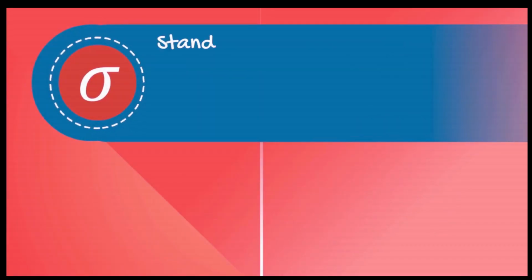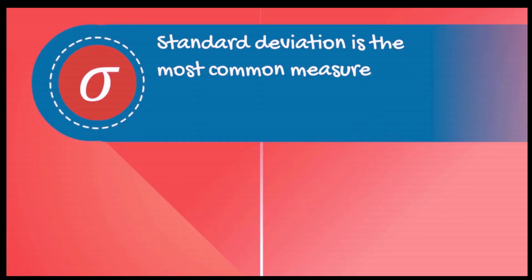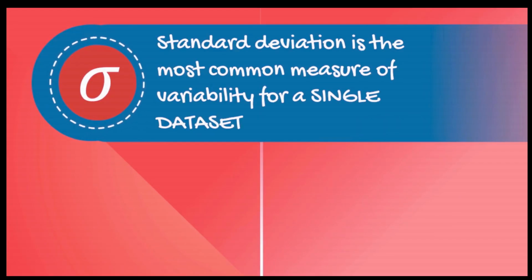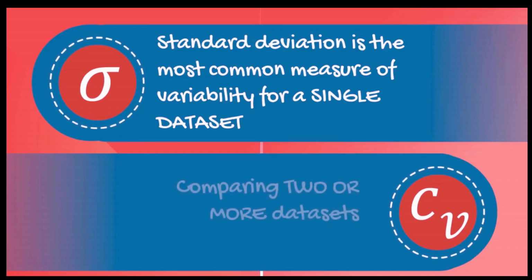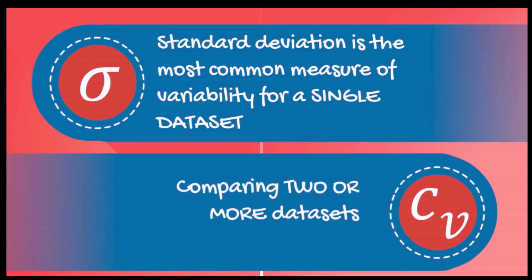So, standard deviation is the most common measure of variability for a single dataset. But why do we need yet another measure such as the coefficient of variation? Well, comparing the standard deviations of two different datasets is meaningless, but comparing coefficients of variation is not.